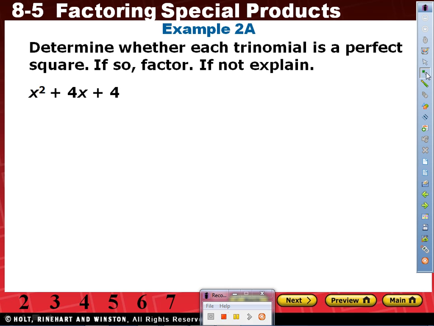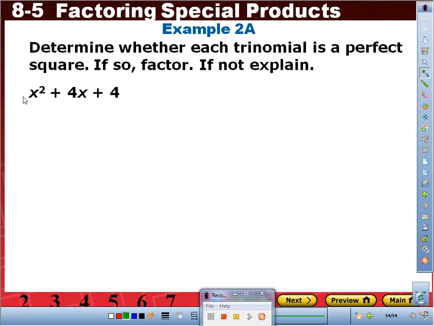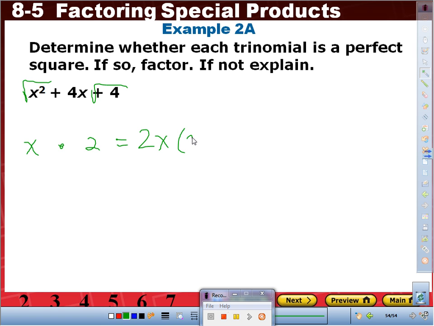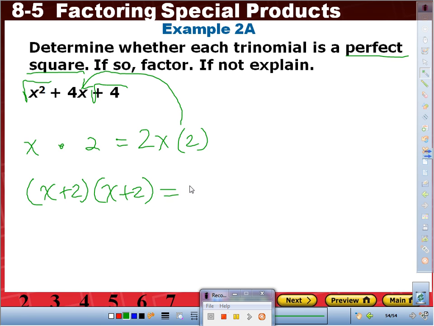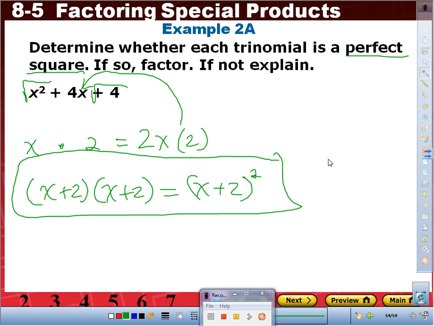Okay, let's see. Let's go with the pattern. Square root of the first term, x. Square root of the last term, 2. What is x times 2? 2x, double that. Does that give us the middle term? So it is a perfect square. If it is a perfect square, we need to write the factors. My factors are x plus 2 times x plus 2, which is x plus 2 squared. Answer, if you got that by yourself?